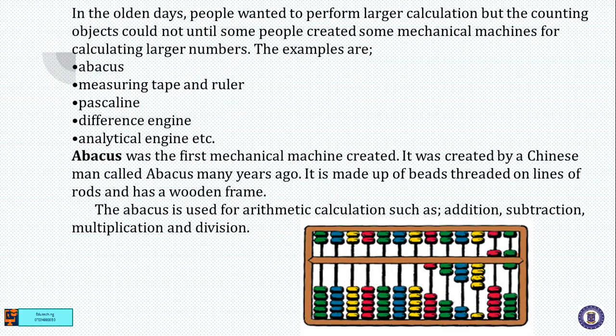Then we also have another machine that is called Pascaline. Then we have the difference engine. Then we have the analytical engine. So we have many of them. But today we are going to be talking about the abacus.